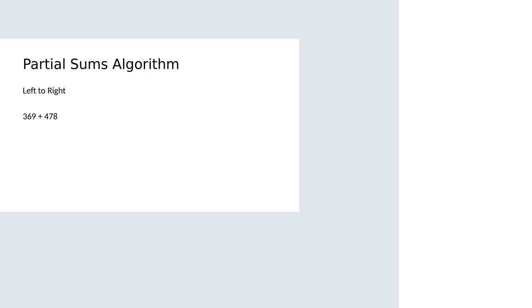The first of those is called the partial sums algorithm. When we're doing the partial sums algorithm, something that's kind of nice about this is we go from left to right. The same way you would count money if you were handed a stack of bills, that's how we're going to add these numbers. And we're going to have 369 plus 478. So it's the exact same problem we did last time. All right, we're going to go left to right. So that means we're going to start in the hundreds place.